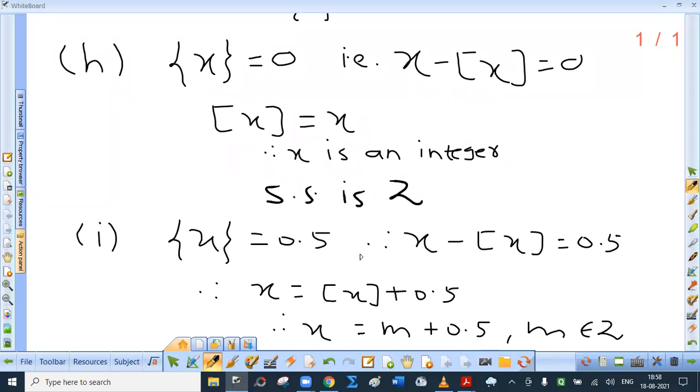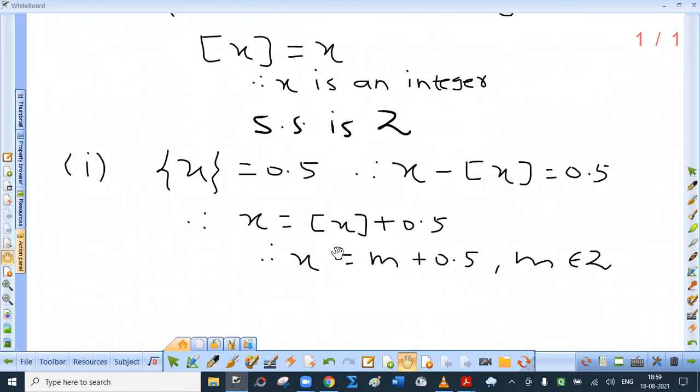So this is nothing but, I think one more is left or what? Okay. So try the next one. Tell me your answer. Type your answer in chat box.